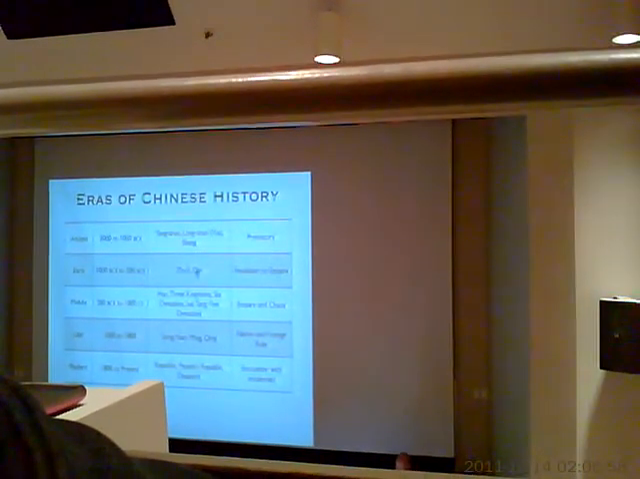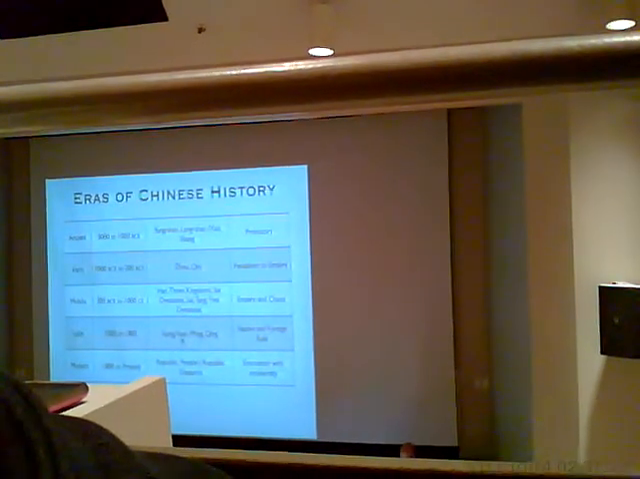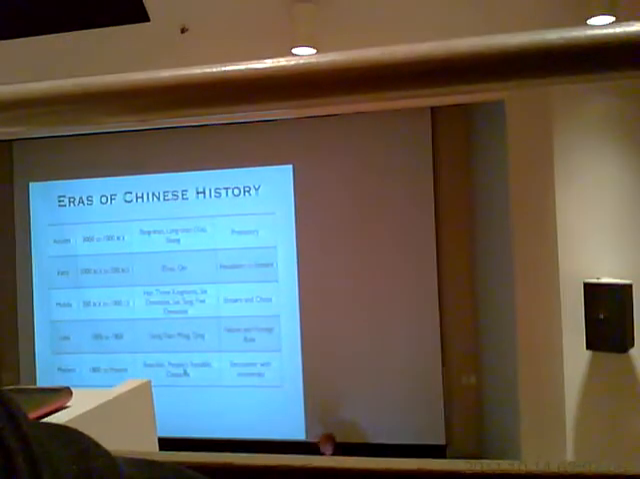Shangzhou Qinhan, Shangzhou Qinhan, Wei Tang Song, Wei Tang Song, Yuanqing Republic, Yuanqing Republic, Mao Zedong, Mao Zedong.